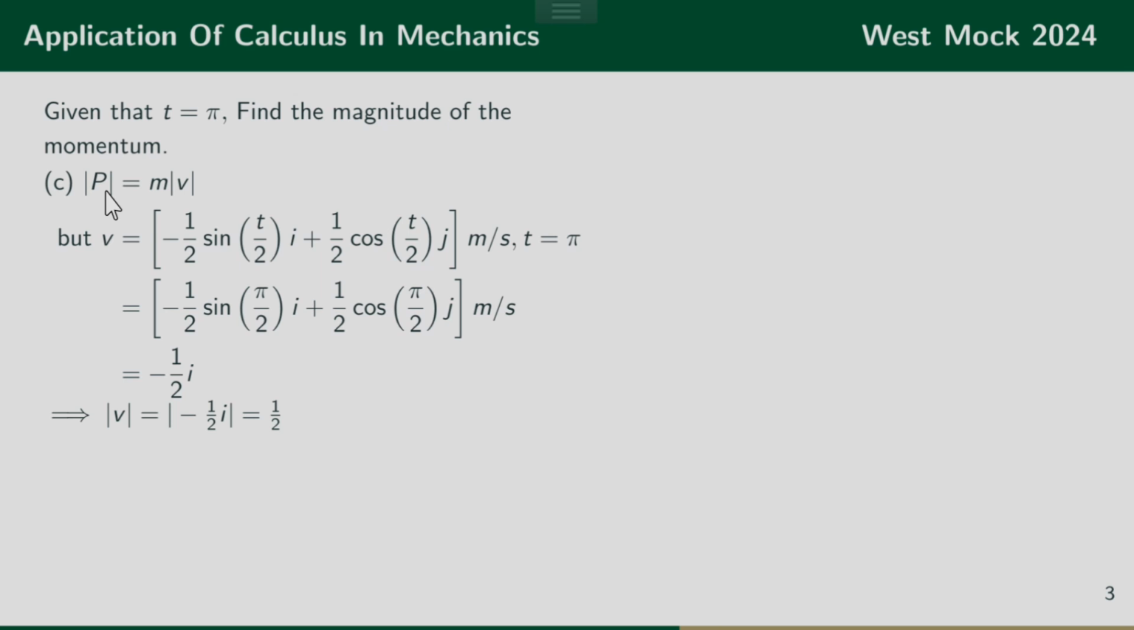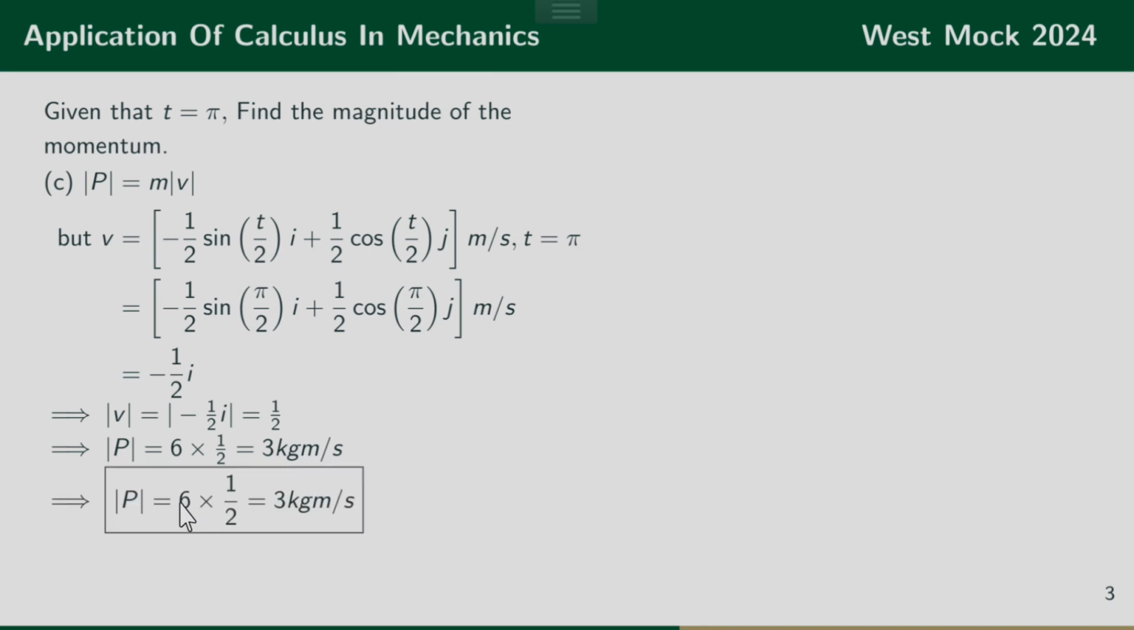Now, I just need to multiply it by the mass. So the magnitude of that momentum will be the mass 6 times half, which is 3 kilogram meters per second. So the magnitude of the momentum of that particle at time pi is 3 kilogram meters per second. So we are through with the first part of the question. We can now move on to Roman 2.